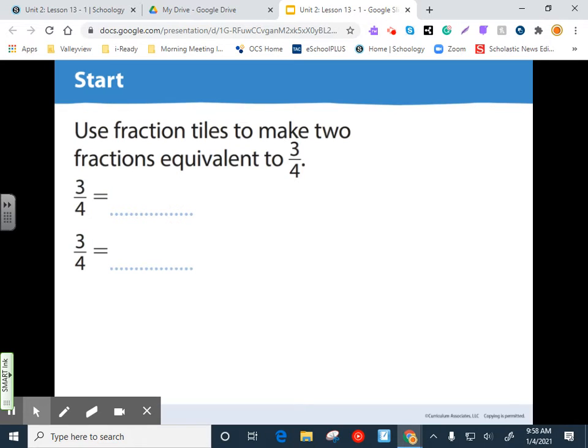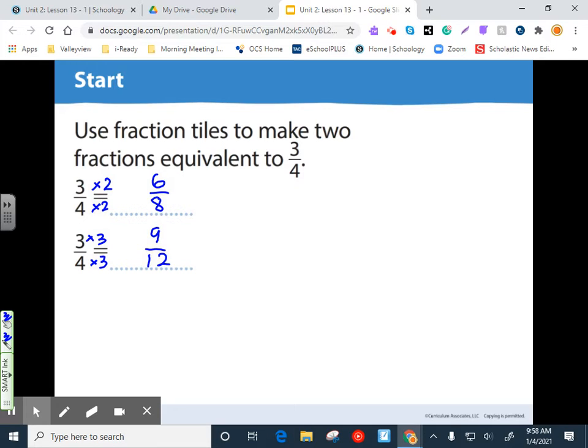So for our warm up, we're given two fractions and it wants us to create some equivalent fractions. So remember, with equivalent fractions, whatever you multiply the bottom by, you have to multiply the top by. So for example, we have 3/4 here. We multiply both by 2. That gives us an equivalent fraction of 6/8. Down here, if we do top and bottom by 3, that'll give us 9/12.